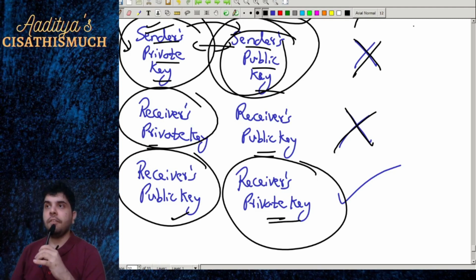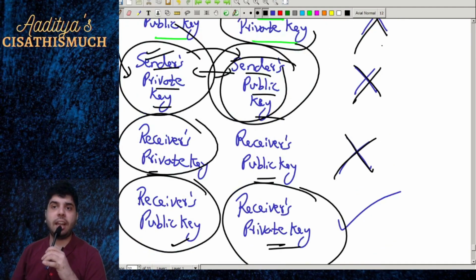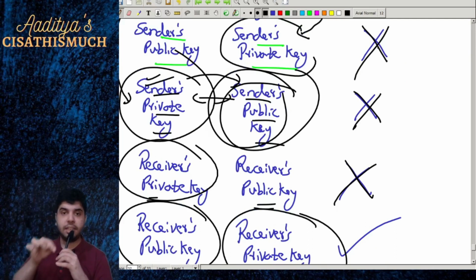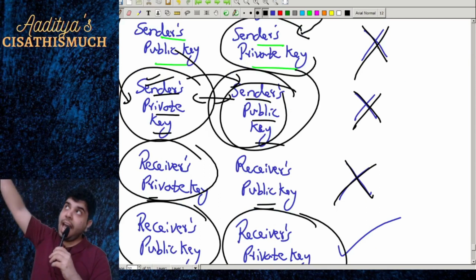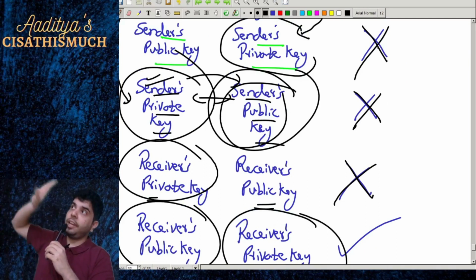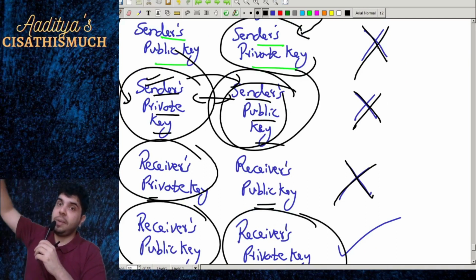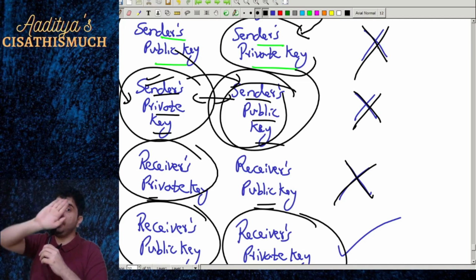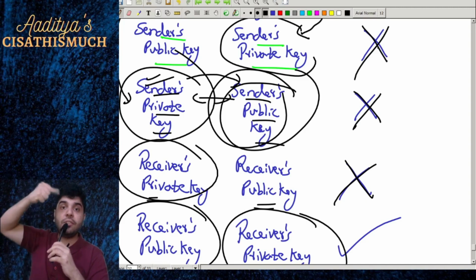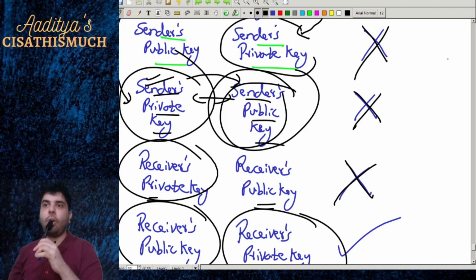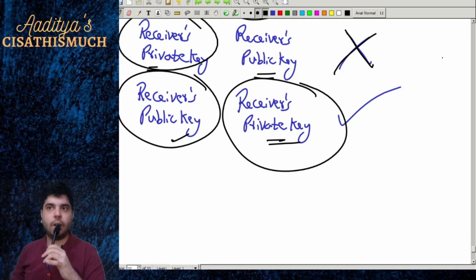Over here we are encrypting the data. The sender is encrypting the data using the receiver's public key, and when the ciphertext is received, the receiver will decrypt that ciphertext using his own receiver's private key. Now this combination is working.